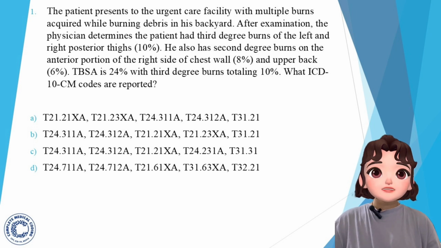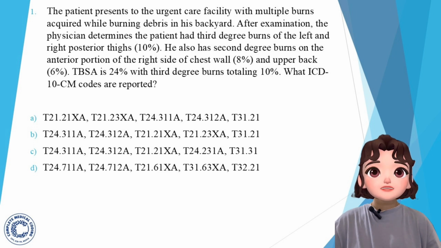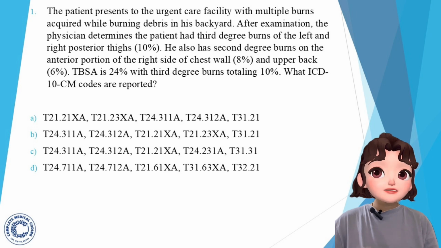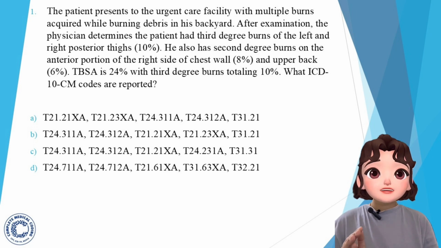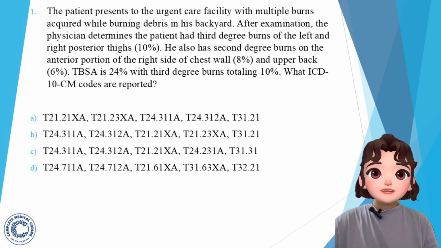For the third degree burns of left thigh, third degree burn of right thigh, second degree burn of chest wall, and second degree burn of upper back. And then one more code is there, right? That is for coding the total body surface area, TBSA. So what is the last code in option B?